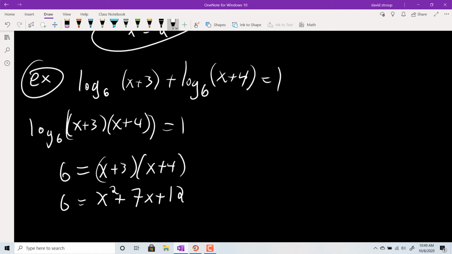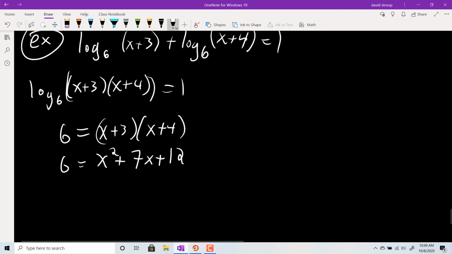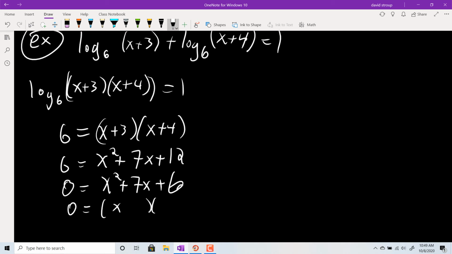It's quadratic, so move the 6 over to set it equal to 0. Okay. And then we can go ahead and hopefully factor. So we're getting x plus 6 and x plus 1. So our potential solutions, negative 6 and negative 1. We just have to make sure they work in the original equation. So x equals negative 6. We check that first.